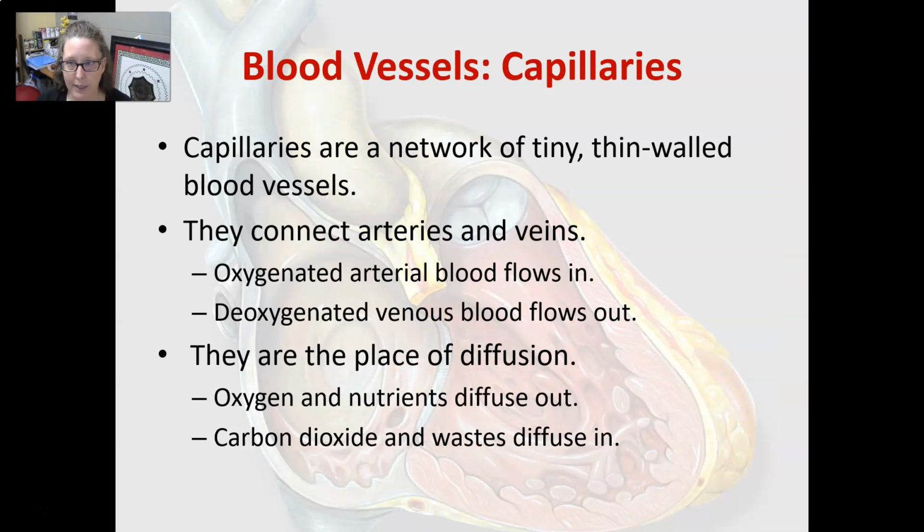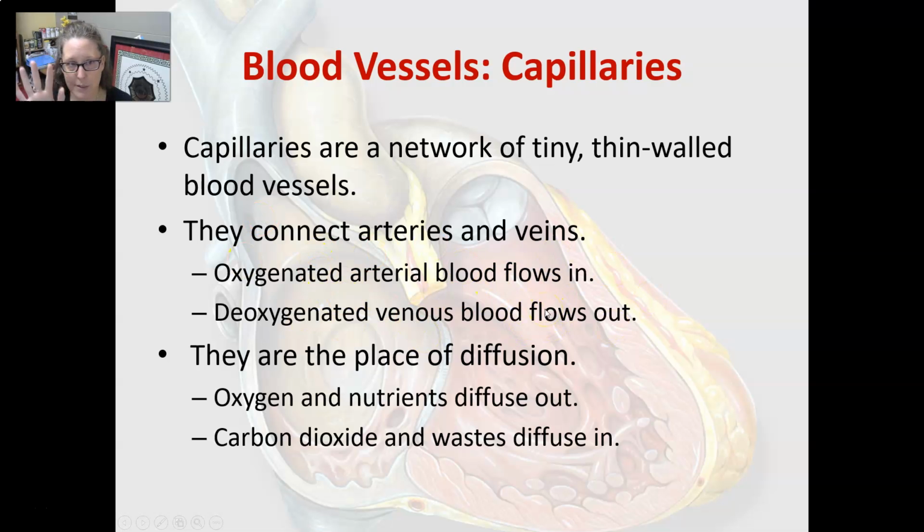So next are the capillaries. So they're a network of tiny, thin-walled blood vessels, and they connect arteries and veins. The oxygenated arterial blood flows into the capillaries, and then the oxygen is delivered to the cells with nutrients, etc. Waste is picked up, and then the deoxygenated venous blood would flow out and go back to the veins. And this is true for the systemic circulation, and this is how we learn it. We kind of learn it in the systemic circulation.